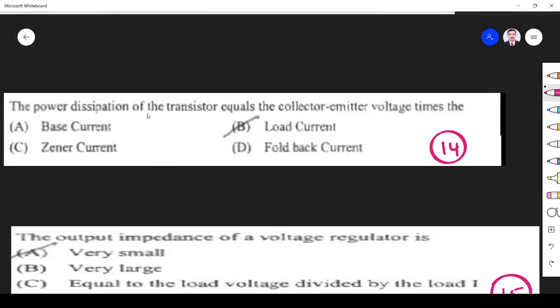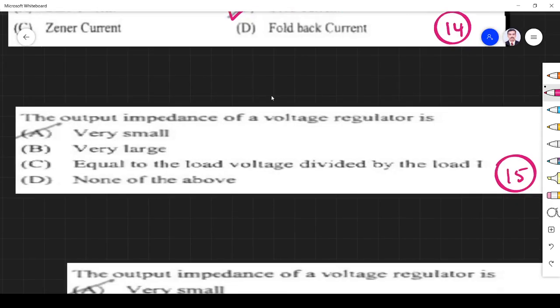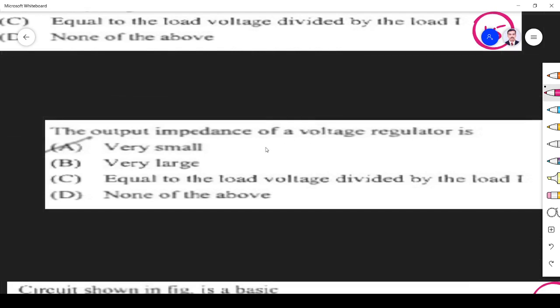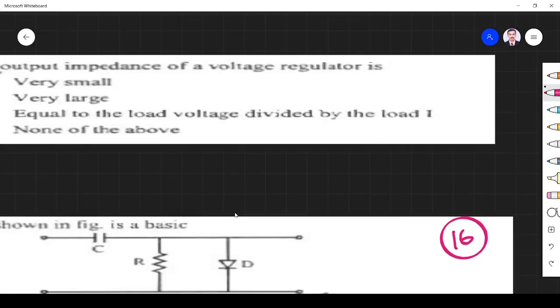Next question, the power dissipation of the transistor equals the collector emitter voltage times the load current, right? So it is also a direct question. Mostly they ask direct questions in the TNEB exam. So it is equal to load current. Next one, the output impedance of a voltage regulator is very small. Direct question, right? So I think it is repeated, so leave it.